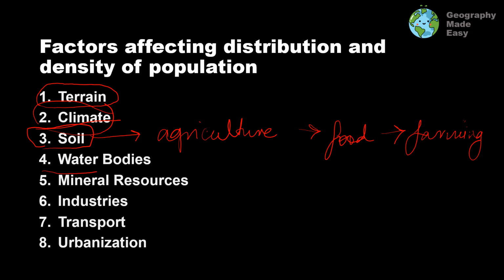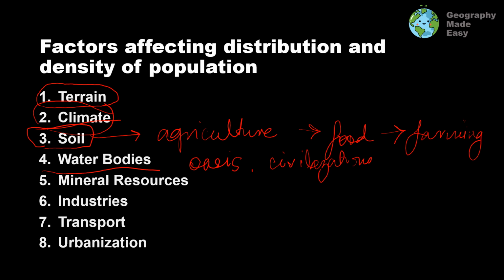The fourth point here is water bodies, and this especially works in case of rivers, lakes, and in fact, we even see that in very harsh climatic conditions, water bodies attract population. So population distribution or density is very high around water bodies. Example here is the oasis. Apart from that, we are talking about rivers. So we know that all ancient civilizations have grown around rivers. So that is also one of the reasons why we see that water bodies attract high density of population.